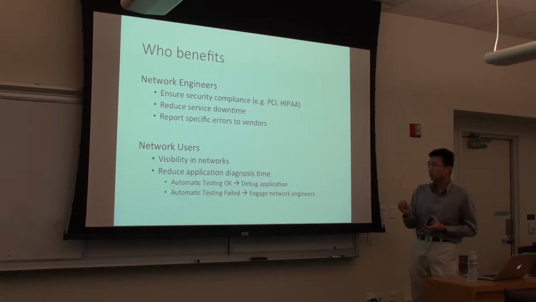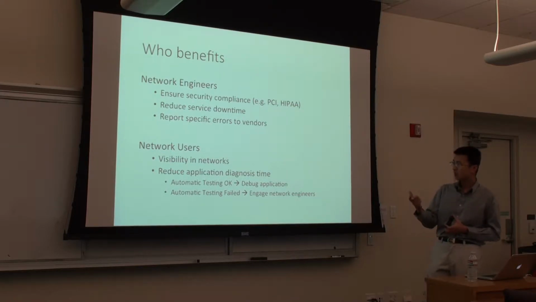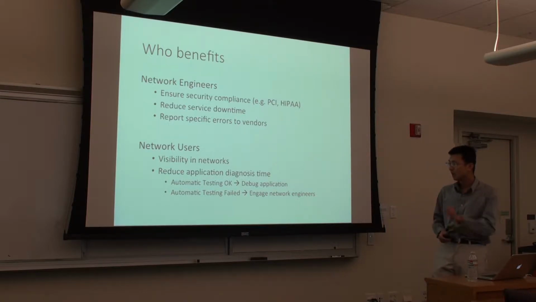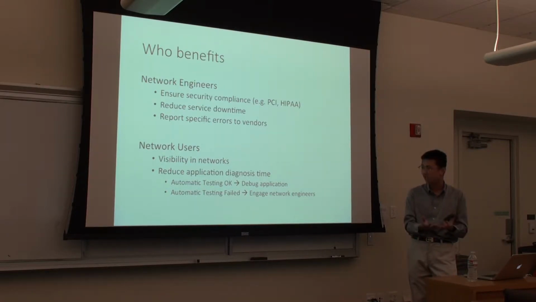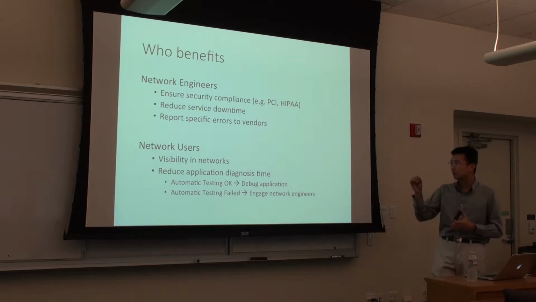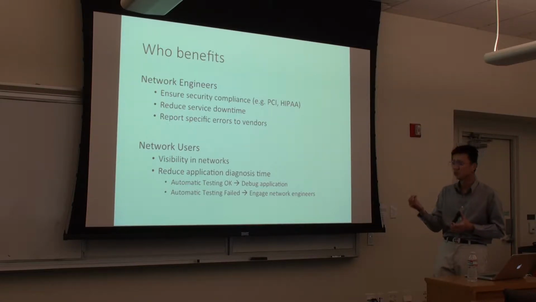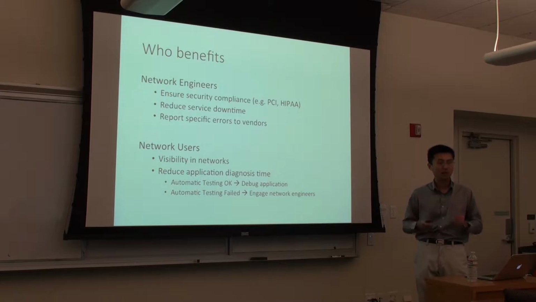In addition, the network users also benefit from this kind of tools. The network users now have better visibility into what's going on in their network. And automatic testers can reduce the application diagnosis time. For example, if an automatic tester says the network is okay, the network users should focus on debugging their application because the network is okay. And in the other case, if the automatic tester fails, then there's clearly a network problem. So the network users should engage the network engineers faster.